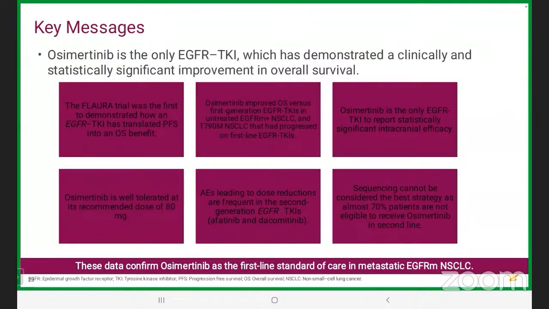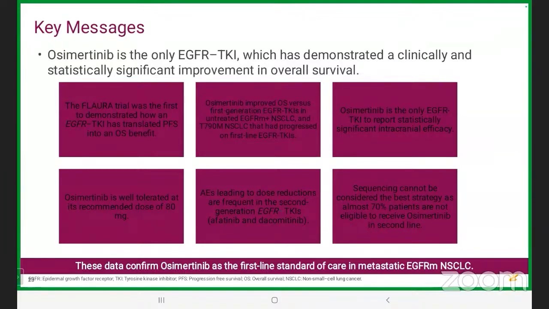The key message that I would want to impress upon with this presentation is that osimertinib is the only EGFR TKI which has demonstrated a clinically and statistically significant improvement in overall survival. We all know the FLAURA trial was the first landmark trial to demonstrate how an EGFR TKI translated PFS into an OS benefit. Osimertinib improved overall survival versus the first generation TKI in untreated EGFR mutated non-small cell lung cancer, and in T790M mutated non-small cell lung cancer that had progressed on first line TKIs.